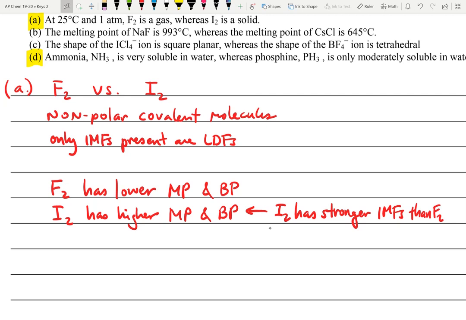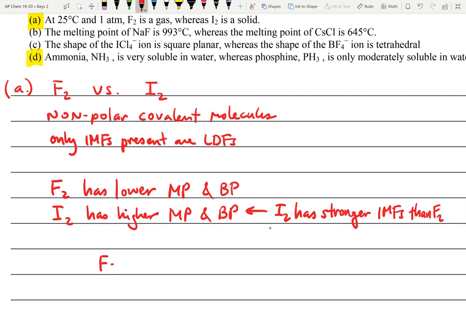So if they both have London dispersion forces, how can iodine have stronger intermolecular forces than fluorine? Well, just because they have the same kinds of intermolecular forces, those LDFs, that doesn't mean that one of them can't be more substantial than the other. And remember, comparing LDFs means we want to compare the size of the electron cloud first, and if that's similar, then we want to look at the structures themselves.